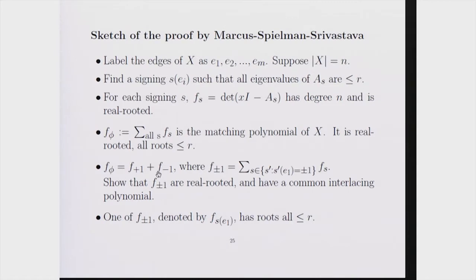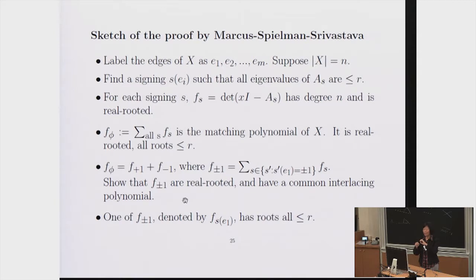And the important thing here is to show that after you divide into two parts, each piece again has all roots which are real. Another important thing to prove is that there's a common interlacing polynomial. Namely, there's a polynomial of degree m minus 1, and the roots of this degree m minus 1 polynomial separate the n roots of f plus 1 and f minus 1.